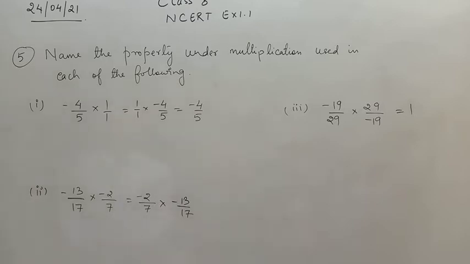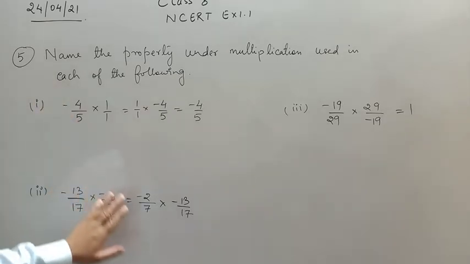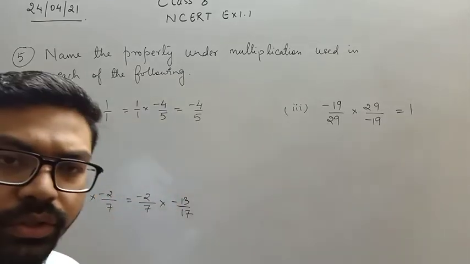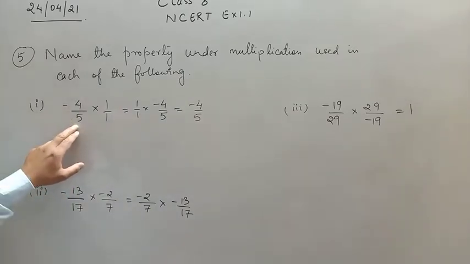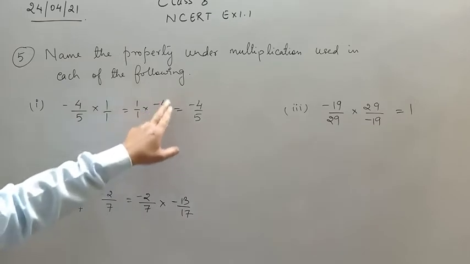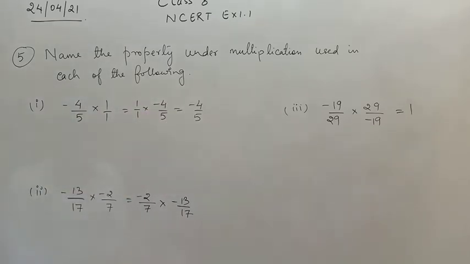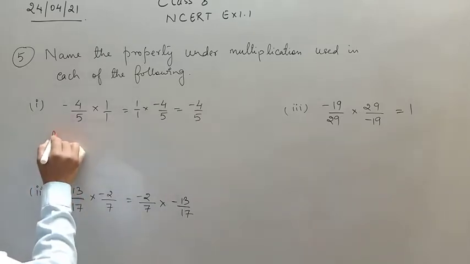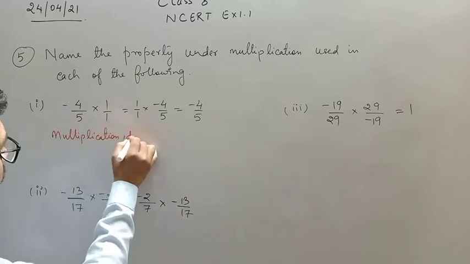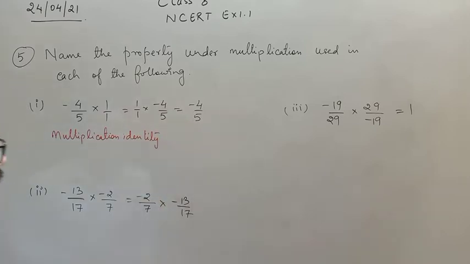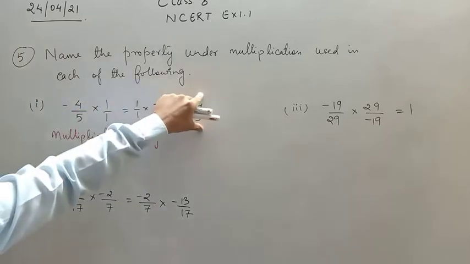Now the next question is, you just name the property. You just need to tell the property under multiplication using each of the following. So there are 3 questions, and you just need to tell us what property of multiplication you are using in these three examples. Okay, let's say minus 4 upon 5 into 1 is equals to 1 into minus 4 upon 5. I can write multiplicative identity property, which means if you multiply any number with 1, you will get the same result, right?